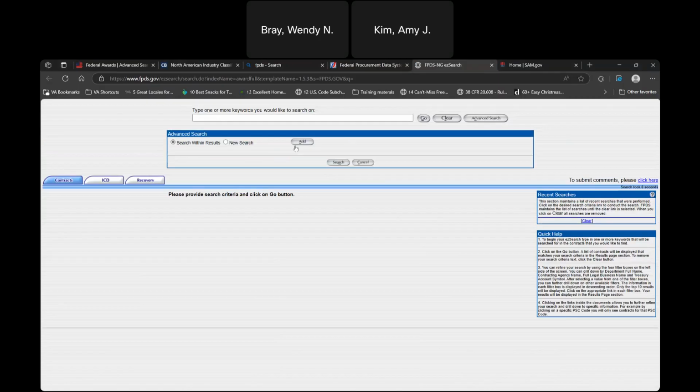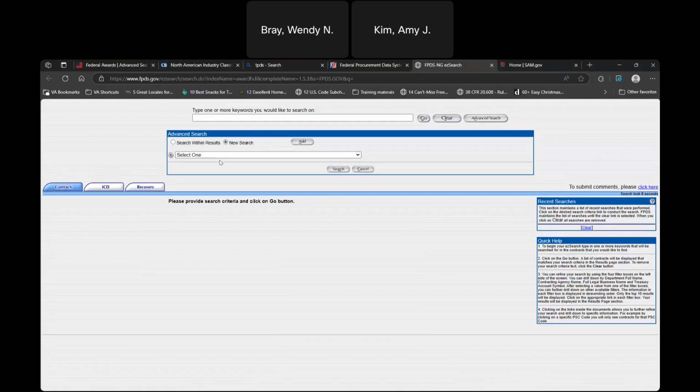But I select advanced search. And right now I'm going to be searching for 339113. So when I search, it says search within results or new search. I'm just going to do a new search and then select add. One of the things that I mentioned earlier is VA's code.